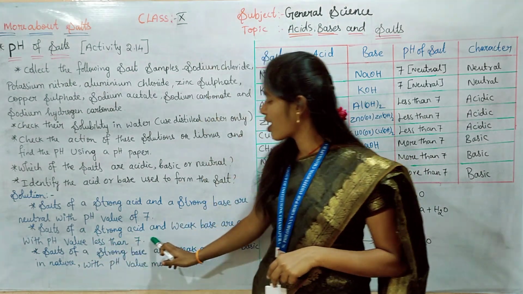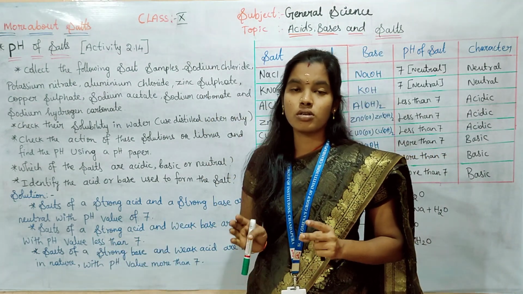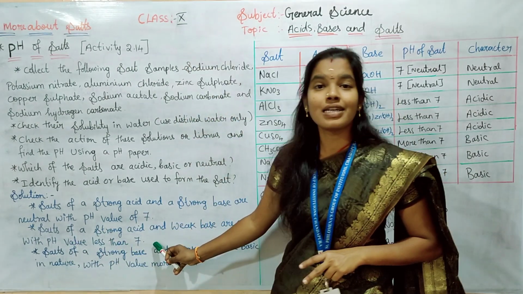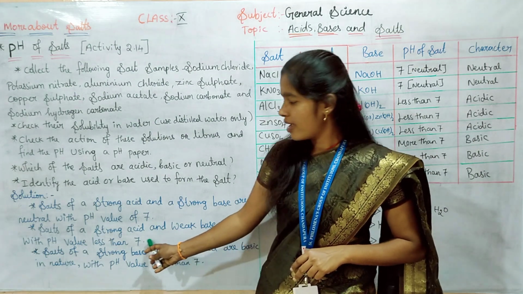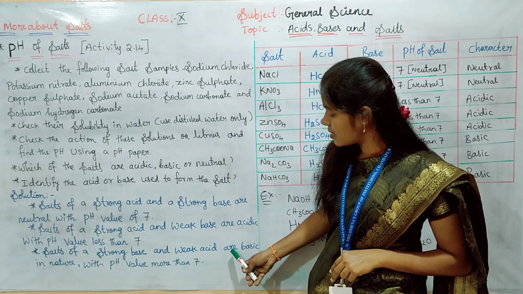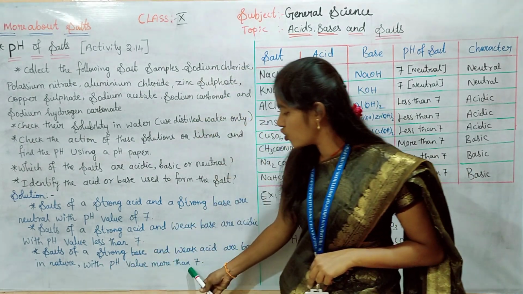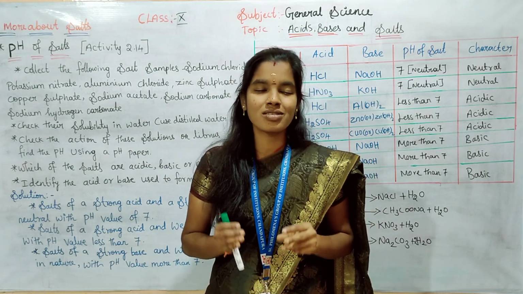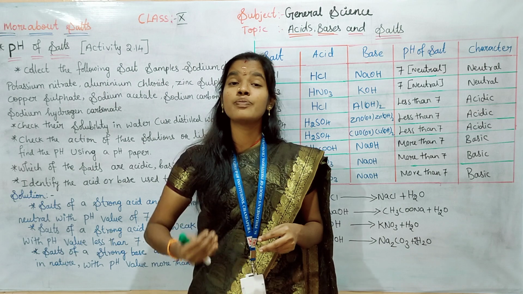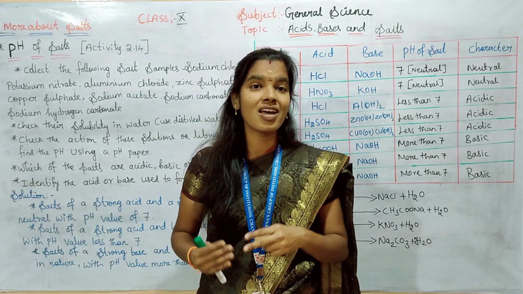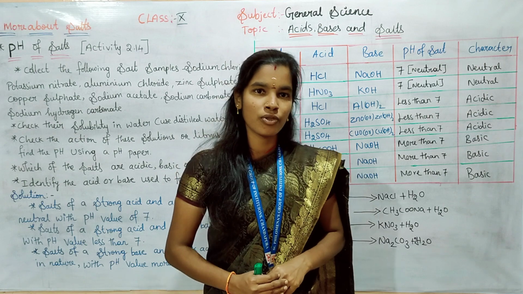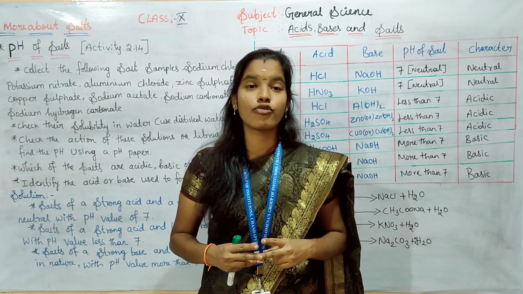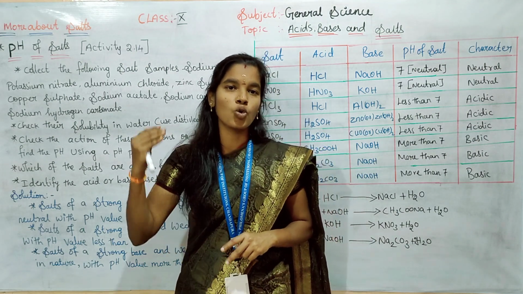And salts of a strong acid and a weak base, if a salt contains a strong acid and a weak base, have pH values less than 7. Less than 7 means acidic in nature. And salts of a strong base and a weak acid are basic in nature with a pH value more than 7. Okay, if both are strong, the corresponding salt has pH 7, neutral. And for a strong acid and a weak base, the corresponding salt is acidic in nature, pH less than 7. So salts of a strong base and a weak acid, whenever they react together, form basic salts. The pH is more than 7.